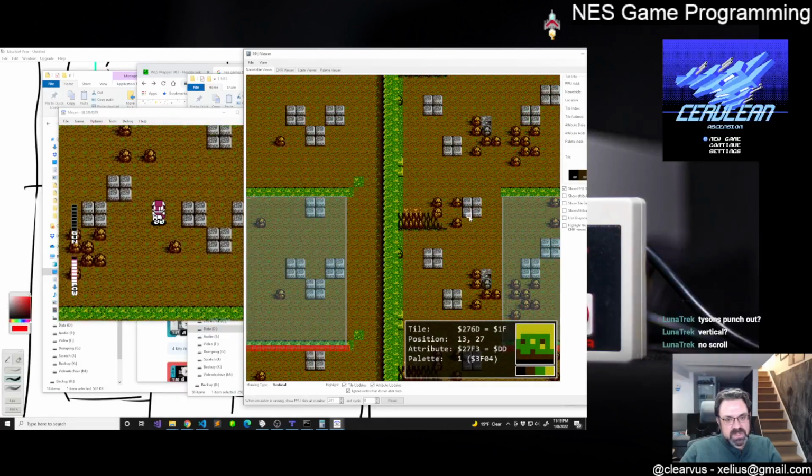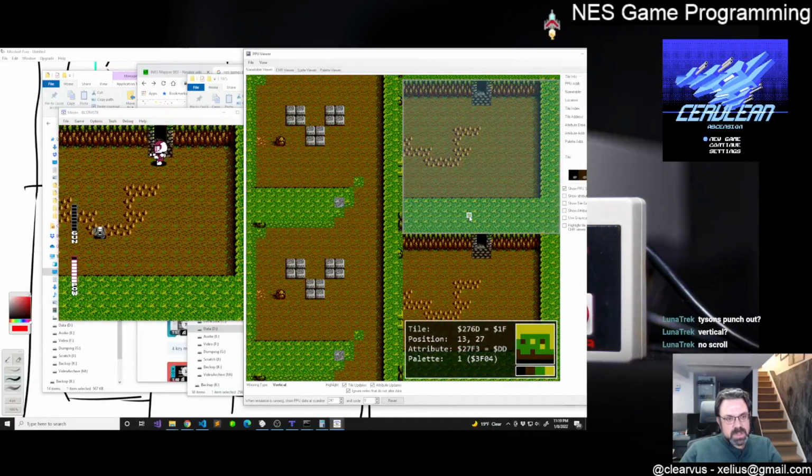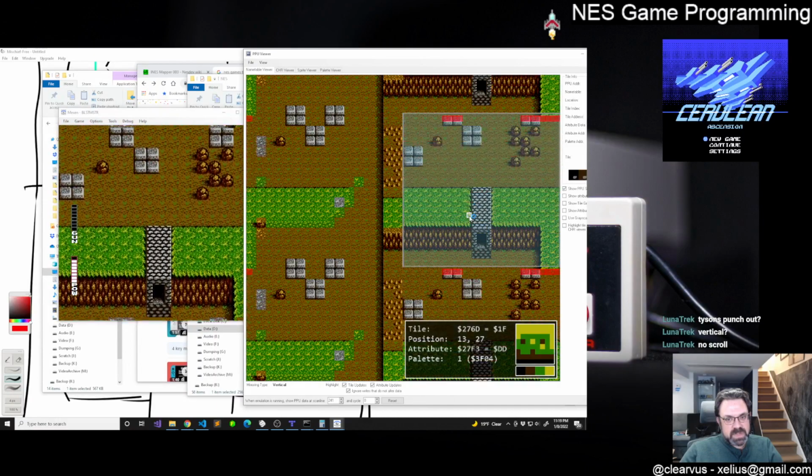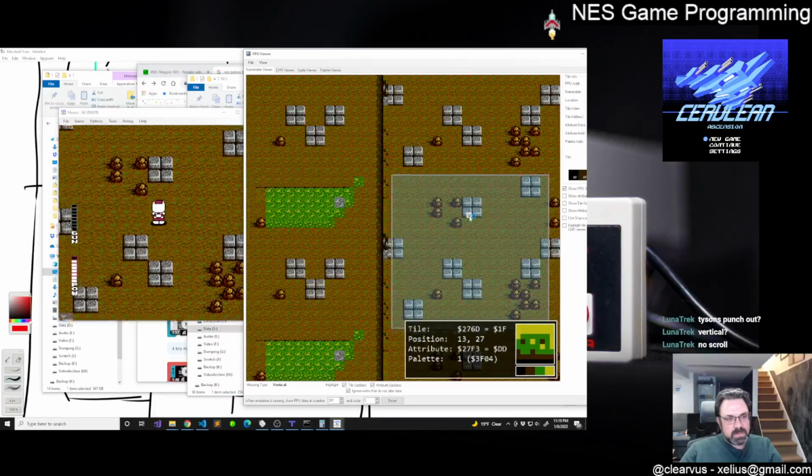And I'm sure there are some limitations in terms of what they were able to do to make that work. But it's pretty clever. It looks really good, right?